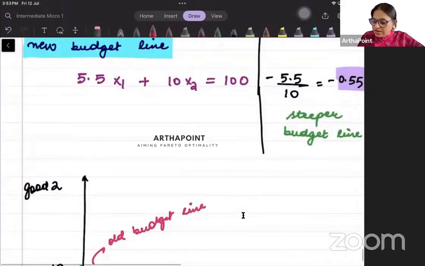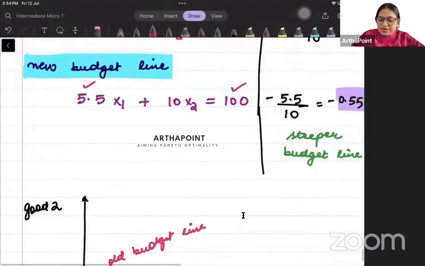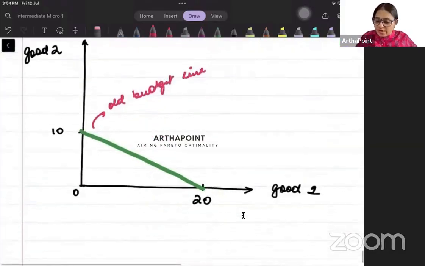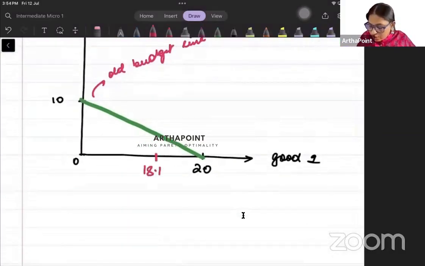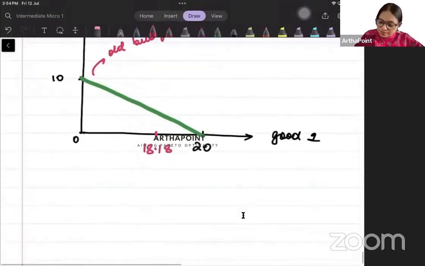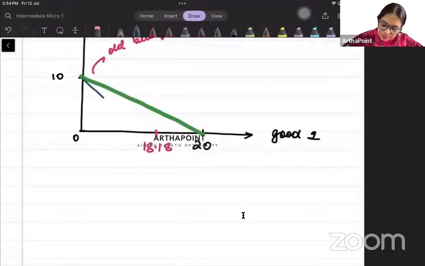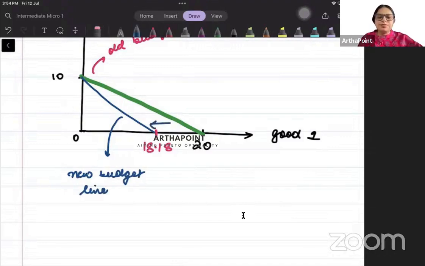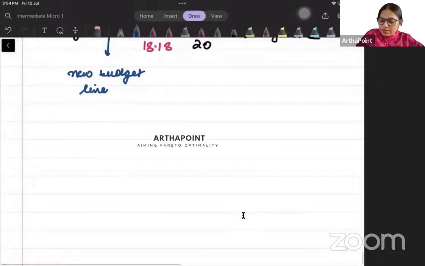Now what is happening, beta? Now I have 100 divided by 5.5. So if I just divide this, 100 divided by 5.5 is 18.18. तो अब यहाँ पे हो जाएगा 18.18. And 100 divided by 10 is 10 only. So I can just join this. है ना? And this will be my new budget line. ये हो गया inward pivot. Right? Let's write down generally, beta. General case.